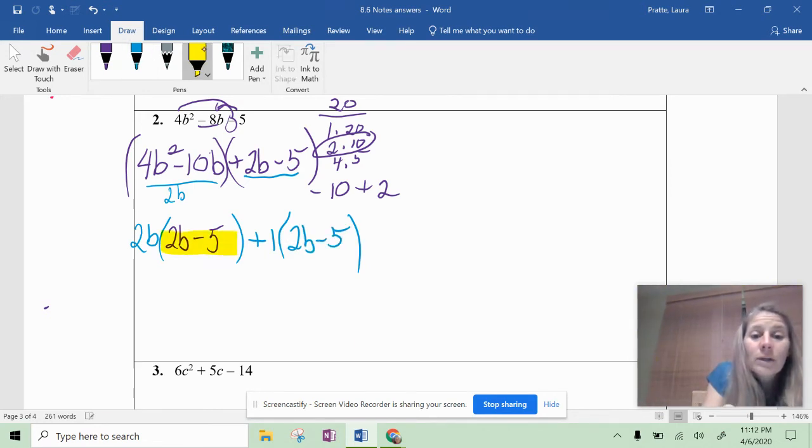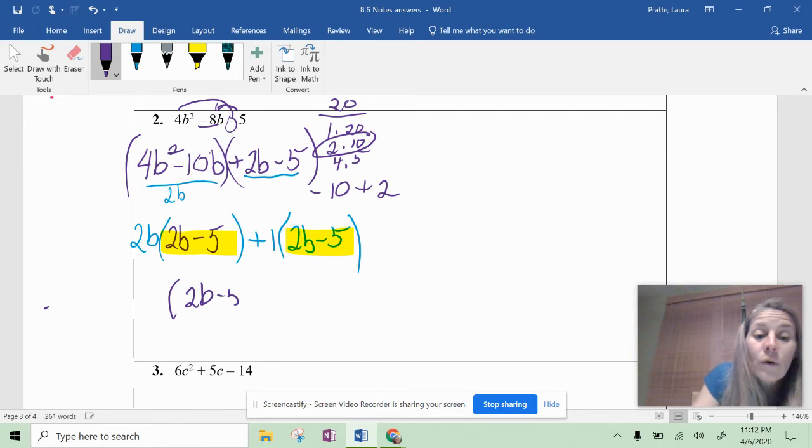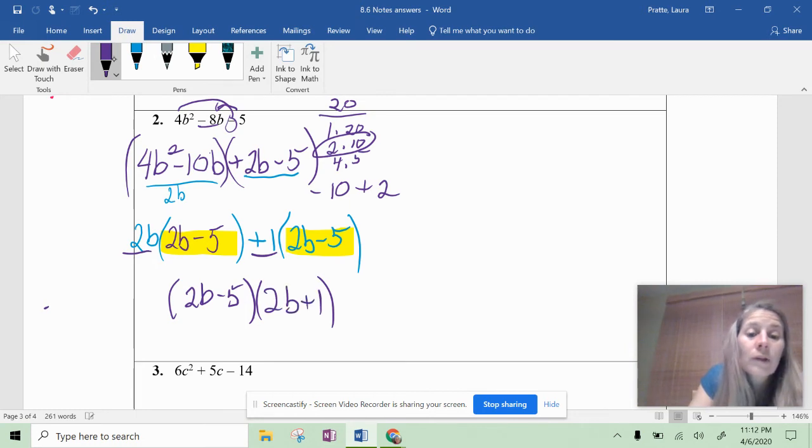But that's okay because you ended up with 2b minus 5 in both parentheses. So then you know 2b minus 5 is one of your factors, and your other one is the two GCFs put together. So that'll be 2b plus 1.